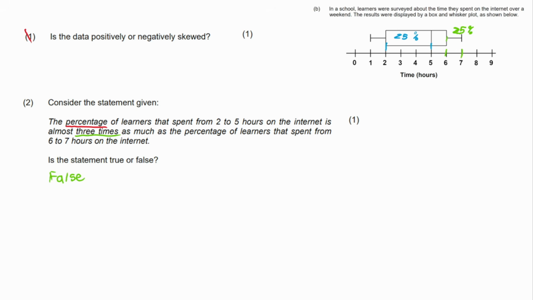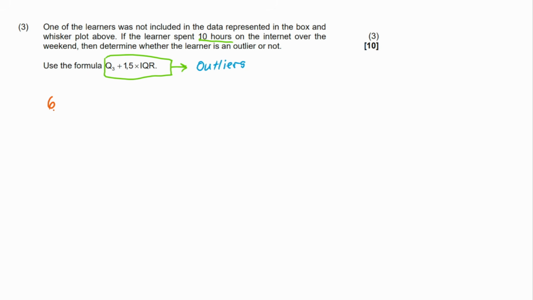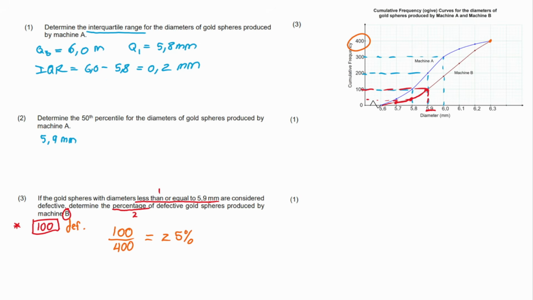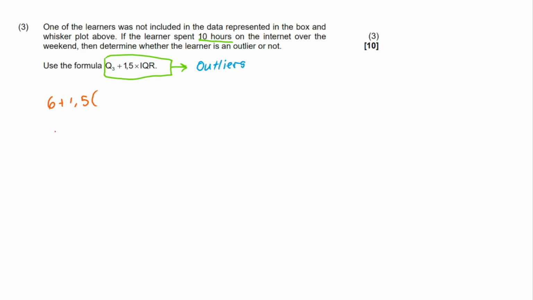And we know our Q3, we can look up here, our Q3 is 6. So we're going to get 6 plus 1,5. And our IQR, we solved all the way over here in question 1. So we got our IQR to be this, 0,2 millimeters. So we do that. And if we put that in our calculator, we're going to get that this is 12. So what this is saying, anything bigger than 12 will be an outlier.